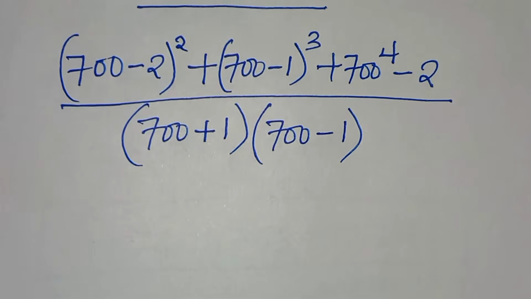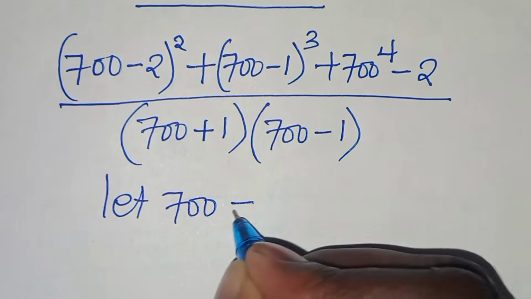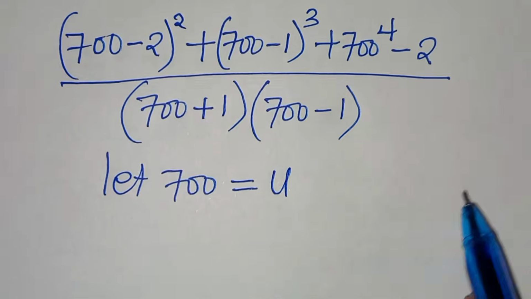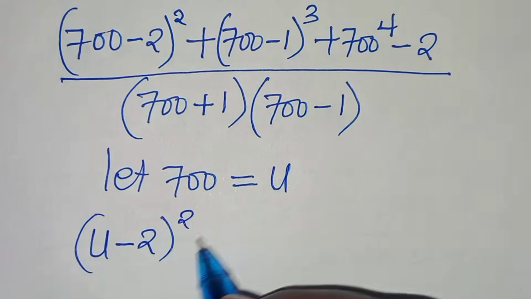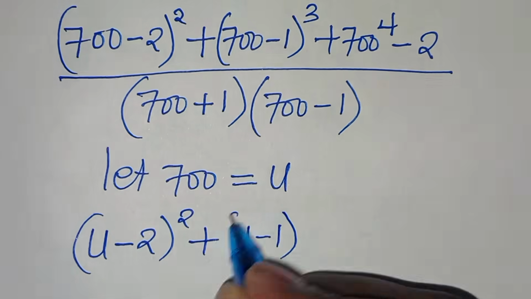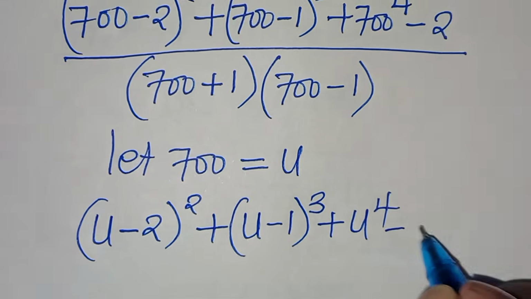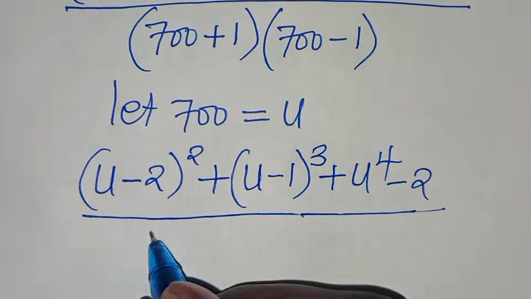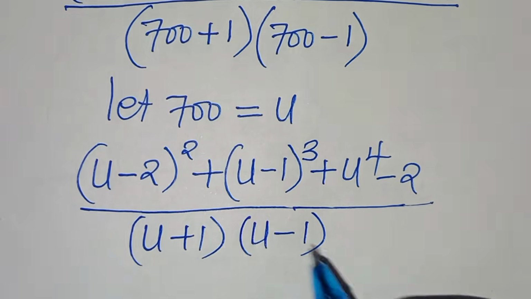The next step from here, we can let 700 be equal to u. So let's substitute u where we have 700, so that now we have u minus 2 raised to the power of 2, then plus 700 minus 1, this is u minus 1 raised to the power of 3, then plus u to the power of 4 minus 2, everything here, divided by u plus 1 multiplied by u minus 1.